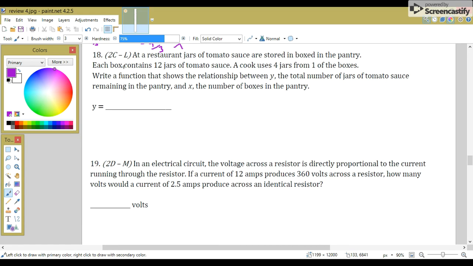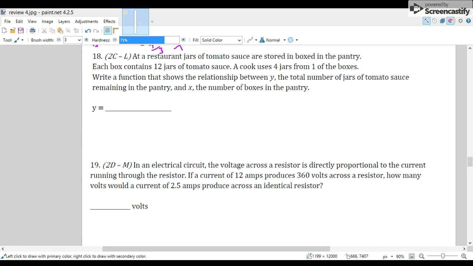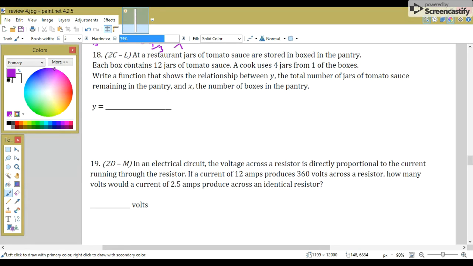18. 2c. At a restaurant, jars of tomato sauce are stored and boxed in the pantry. Each box contains 12 jars of tomato sauce. A cook uses 4 jars from one of the boxes. Write a function that shows the relationship between y, the total number of jars of tomato sauce remaining in the pantry, and x, the number of boxes in the pantry.